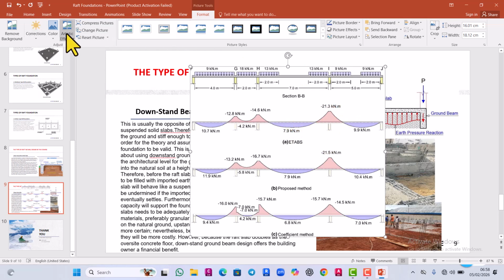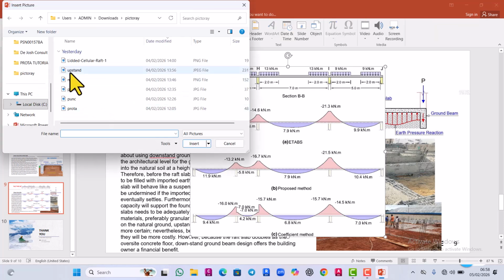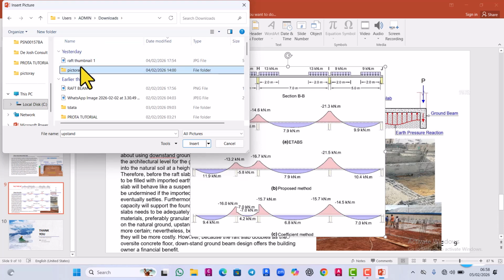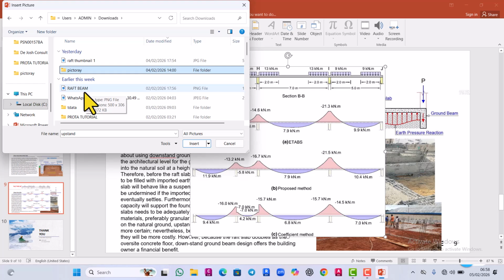I think I should have this raft. Let me see. Let me go to downloads. Let me see if I have it. Okay, I don't have it.